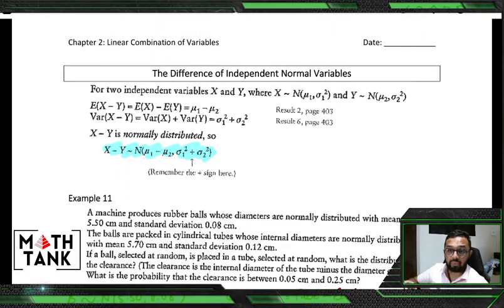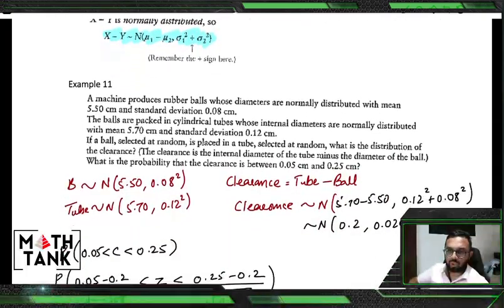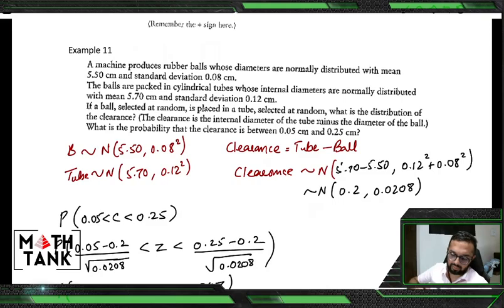Now, when do you subtract variables? Again, the question will sometimes say this. For example, in this question, there is a machine that's packing balls into a box or a tube, cylindrical tubes. It's saying if a ball selected at random is placed in a tube selected at random, what is the distribution of the clearance? Now, the clearance is the internal diameter of the tube minus the diameter of the ball. So clearance is basically tube minus ball. So that's when you subtract the variables.